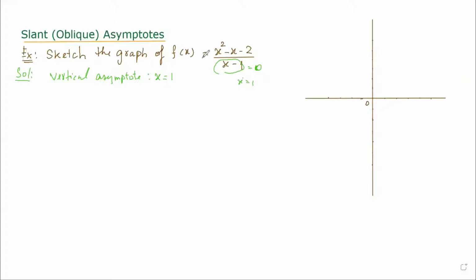Now let's get the next one. Does this one have a horizontal asymptote? No, because the highest degree on the top, the numerator, is this term with x power 2, but the highest term in the denominator is x power 1. So the numerator degree is higher than the denominator, so there is no horizontal asymptote, but there is a slant or oblique asymptote. Since the numerator is one degree higher, you can find it by long division.